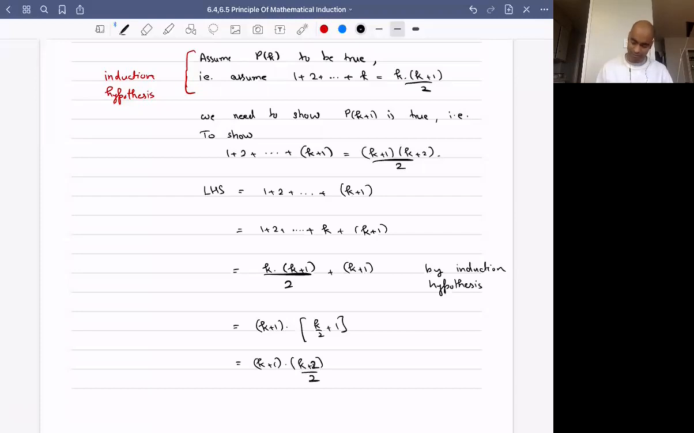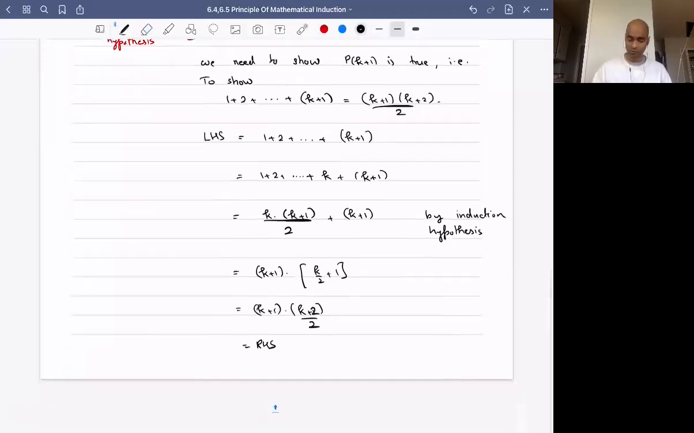And this is the right-hand side. So I've shown that the left-hand side is the right-hand side. I'm not done. So this proves the inductive step.